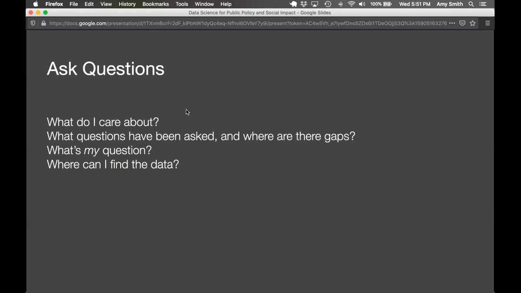So as with most data science tasks, it really starts with questions. Most importantly, what do you care about? What are aspects of how your city, your state, your country is operating that could be informed and improved with better data insights? And from there, it's good to do some desk research. What questions have already been asked and where are there gaps? And from there, you can really hone in on your specific question that you want to answer and also hunt for data. Of course, this isn't the only approach to doing it. Some people like to start the other way around and really explore data and then figure out their question from there. So there's no right or wrong way to do it, but this is just one approach.